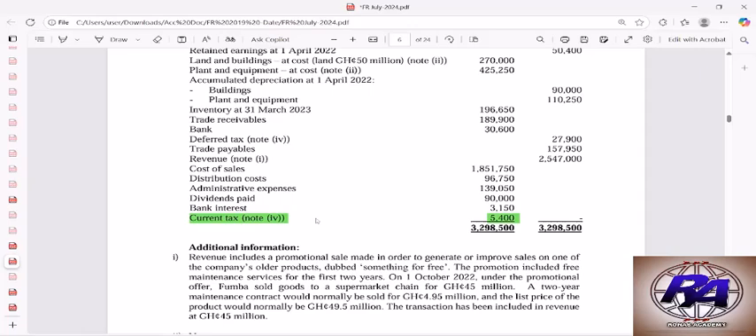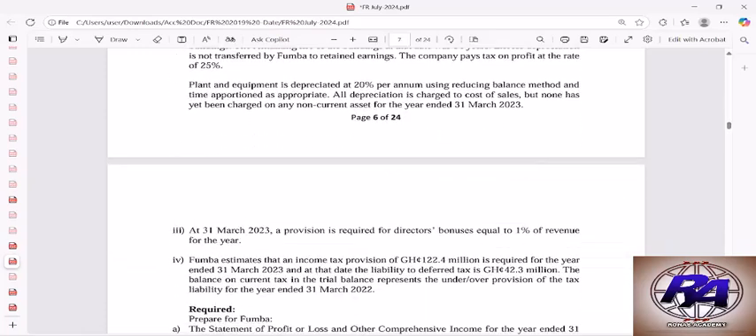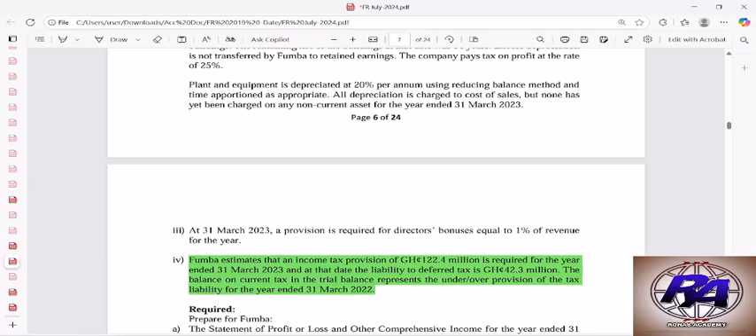But when the question is silent like we have here, if you go to note 4, they didn't tell us anything. Let's read these notes. Let's see if they have given us any information on over provision or under provision. Let's read. FUMBA estimate that an income tax provision of 122.4 million is required for the year ended 31st March 2023. And at the date, the liability to deferred tax is... this is for the current period.